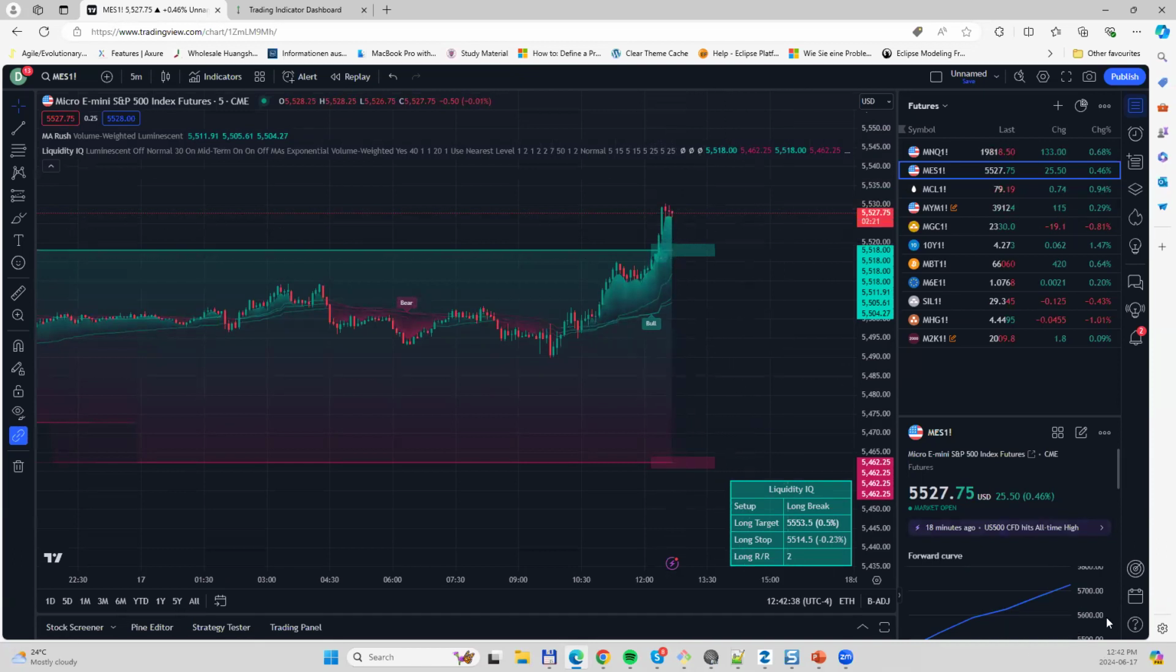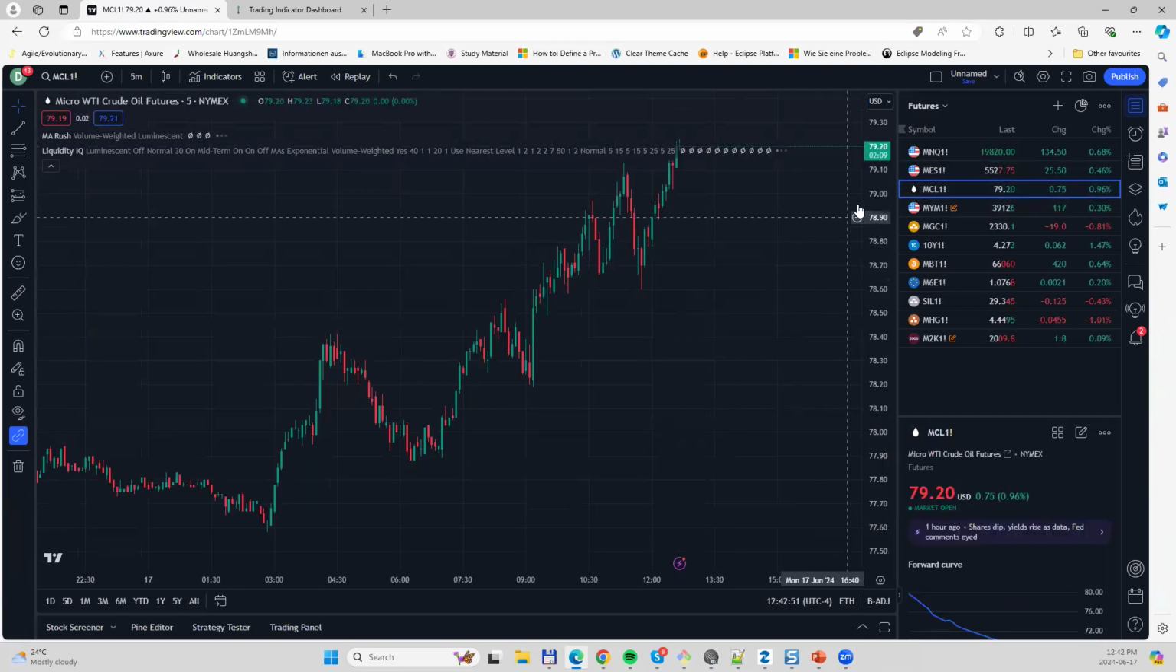We have 20 or 50 minutes left in this. So the price will go down a little bit towards this broken resistance zone, and price may bounce off to the upside. Let's see what happened with MCL. All right.